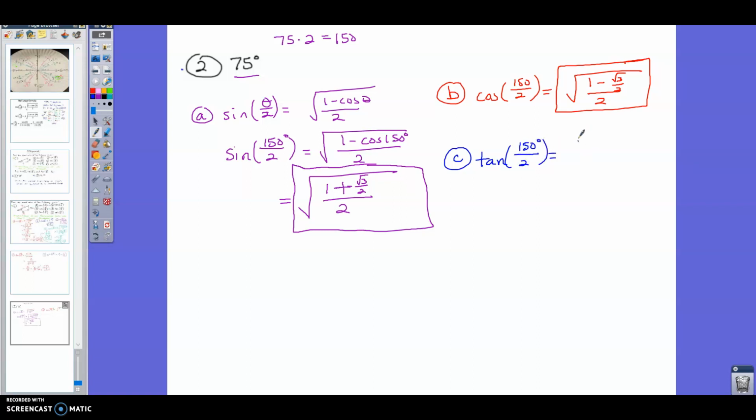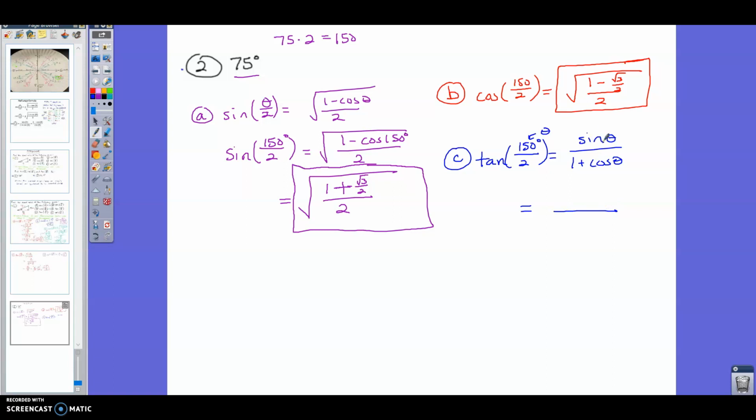So we do the same thing for tangent. The formula for that is the sine of theta over 1 plus cosine theta. So again, theta in this case is 150. So that's what we're using as our reference.